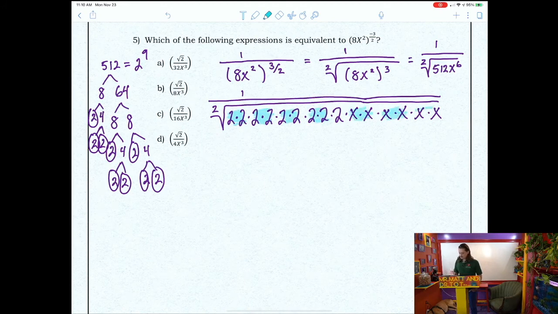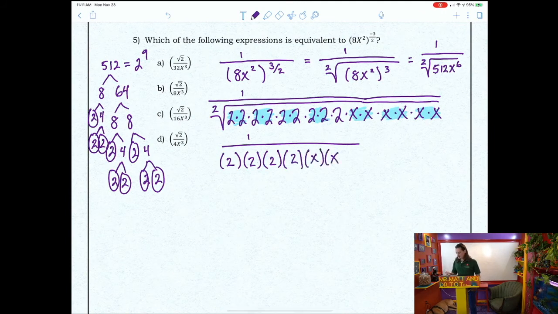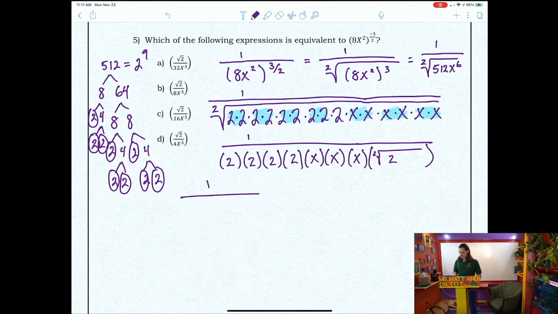So then this is going to simplify into 1 over, I can bring 1, 2, 3, 4 2's, and I can bring 1, 2, 3 x's, and I'm still left with the square root of 2 underneath the radical. So this will simplify into 1 over 2 times 2 times 2 times 2 is 16. x times x times x is x to the third. And then I still have root 2.